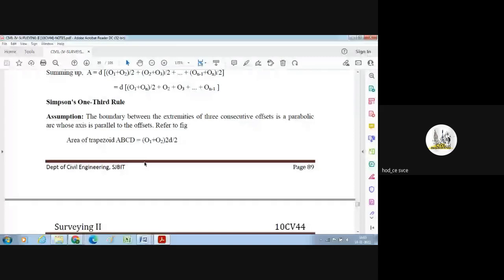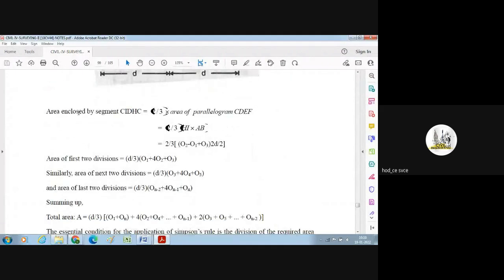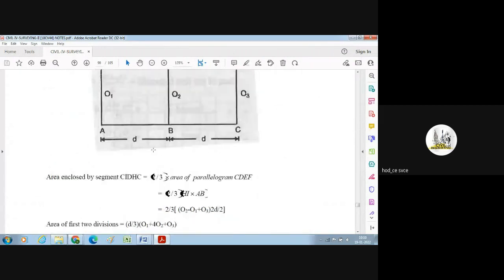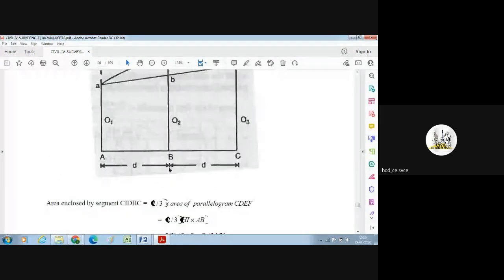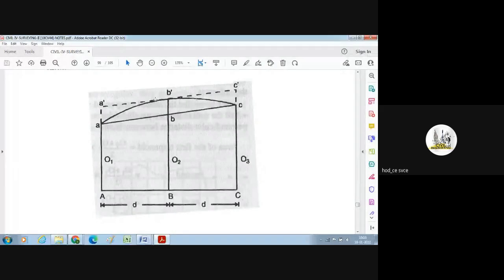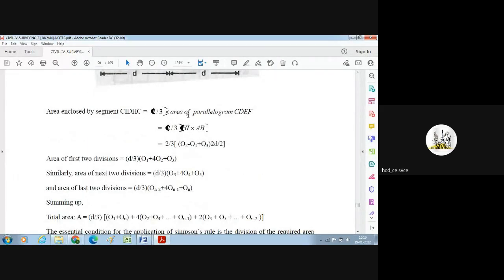Series one, Simpson's one third rule. There is an area of trapezoid, that is O1 plus O2 into 2D by 2. Okay. Next, area enclosed by segments CIDHC. So two-third of that means this area, right? A prime B. So that is the area of two-third into area of parallelogram CDEF.